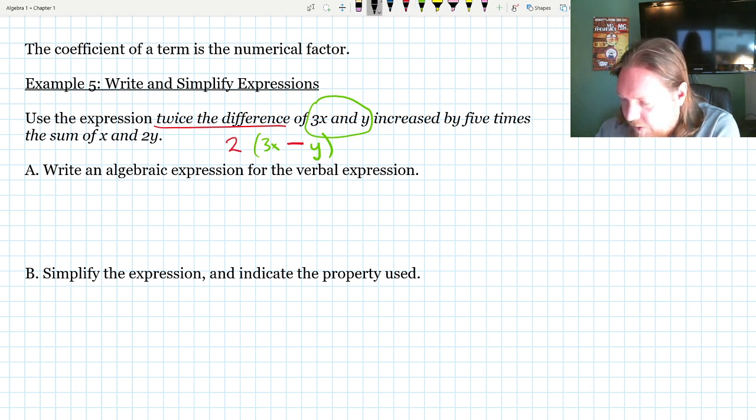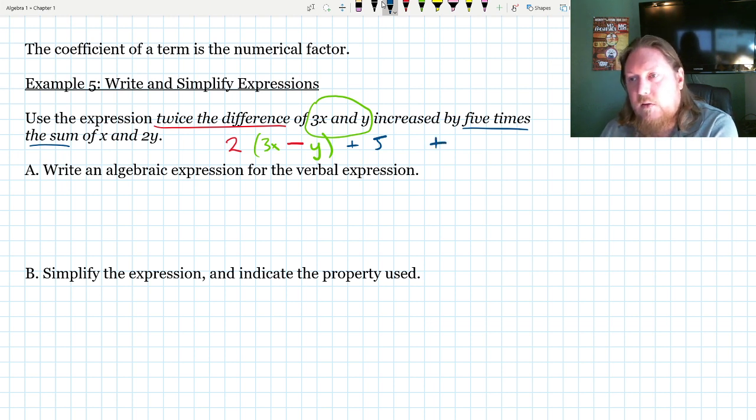Let's do that for another one here. And then we have it increased by, so we're going to add something. And here I've got 5 times the sum. So that's going to be 5 times some sort of addition, and that is going to be the sum of x and 2y.